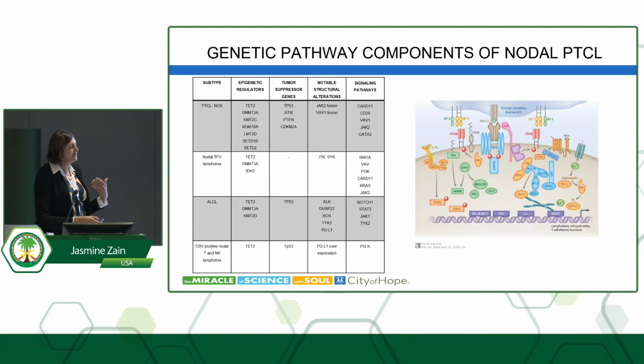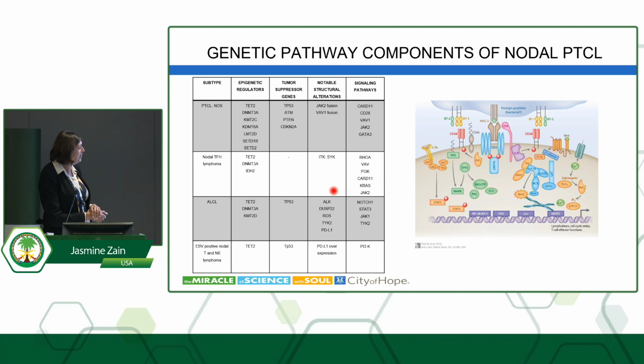So having understood this, I've put together a list of different dysfunctional genetic pathways that are seen in the more common types of T-cell lymphomas. For example, in PTCL NOS, you have epigenetic dysregulation, you have tumor suppressor genes that are dysregulated, structural alterations in several intrinsic pathways and signaling pathways. T follicular helper lymphomas, as I've already mentioned, have heavily dysfunctional epigenetic regulators, particularly TET2, DNMT3A, and IDH2 pathways. There's also dysfunction in some of these signaling mechanisms.